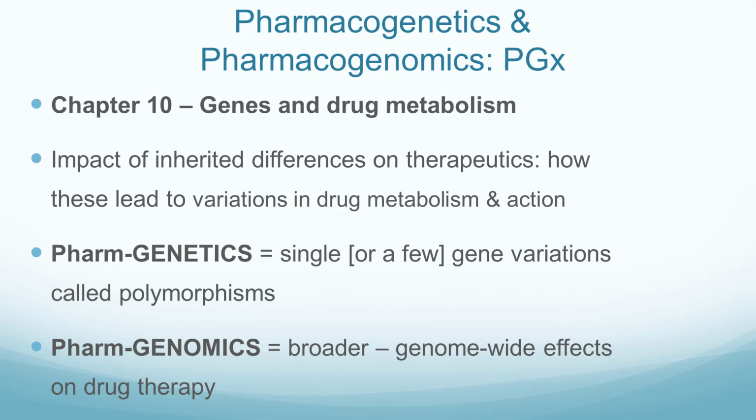So what we're talking about here is how inherited differences in genes impact the therapeutics in your patients, specifically how drug metabolism and action is impacted by genetics. There are two terms: pharmacogenetics and genomics. Really, they're interchangeable, although genetics typically refers to just one or two genes, where genomics is the whole genome. For the purposes of this, I will probably use the terms interchangeably.